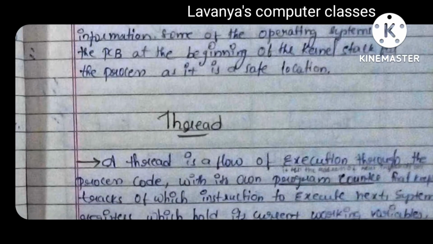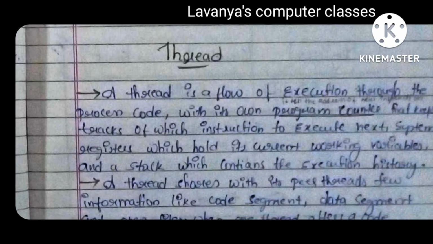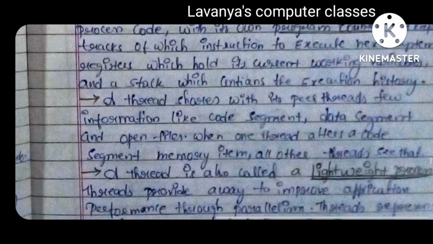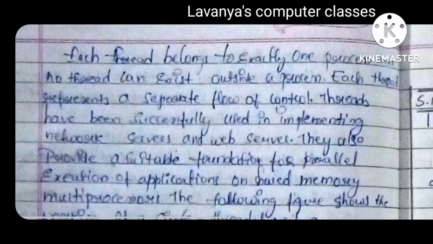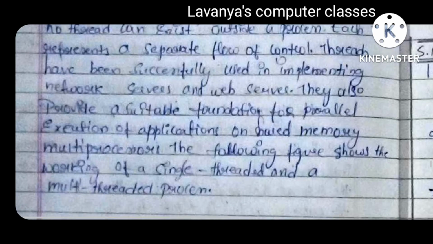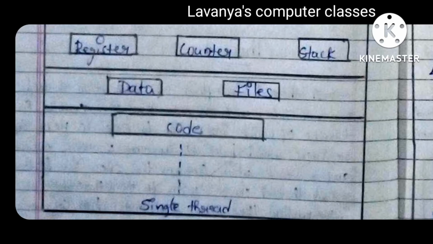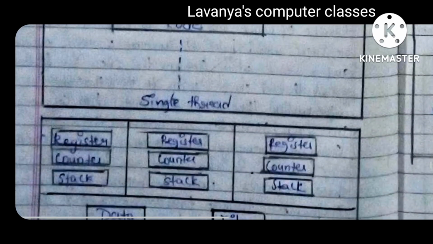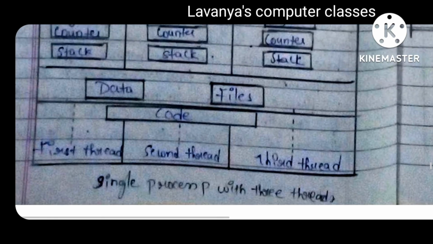Next one is thread. Definition of thread. Thread definition, diagrammatic representation, single process with threads, 3 threads. This is the diagram for 3 threads.